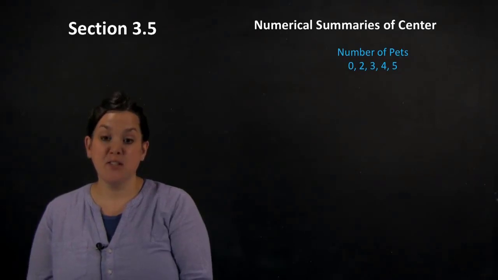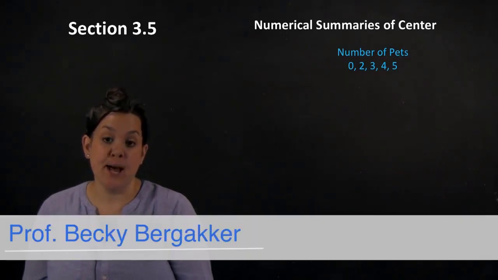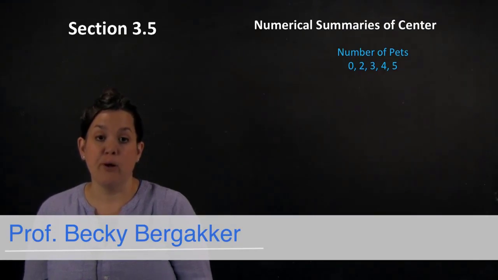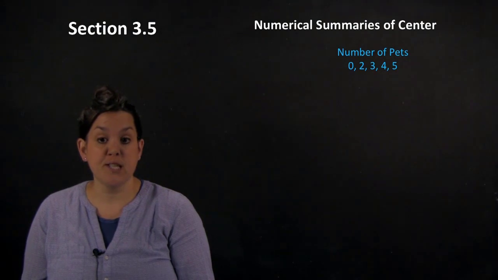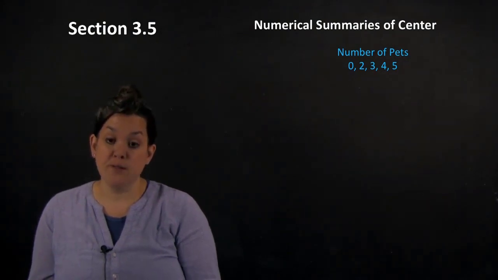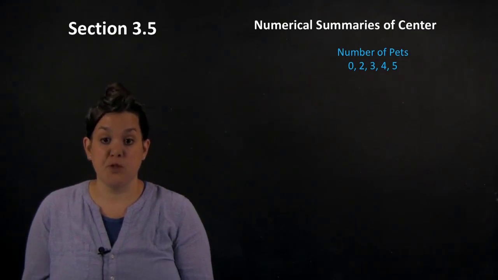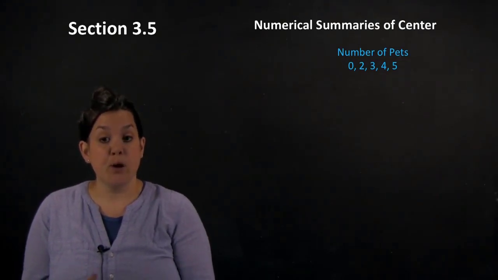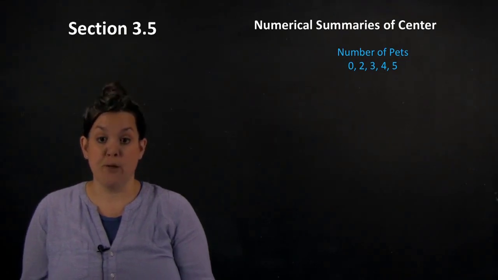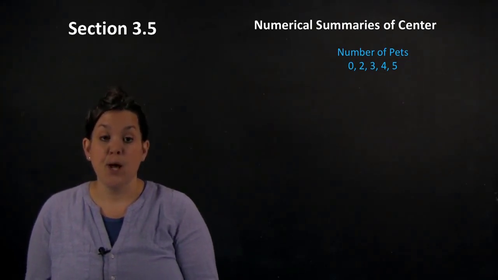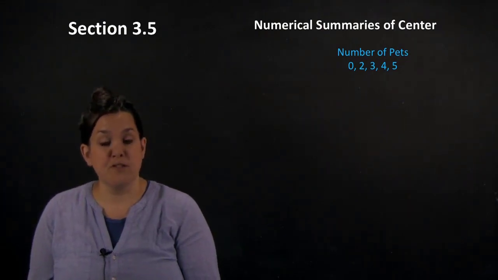Good morning, class. Today we're going to continue our discussion of Chapter 3, which is the analysis of one quantitative variable. Right now in these early sections, we're dealing with descriptive statistics. We have already looked at different types of graphical displays for one quantitative variable, which is a type of descriptive statistic. Today we're going to start talking about numeric summaries for one quantitative variable, which is another type of descriptive statistic. Today, our numeric summaries are specifically measures of center.